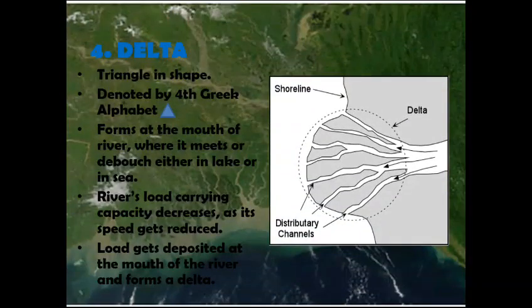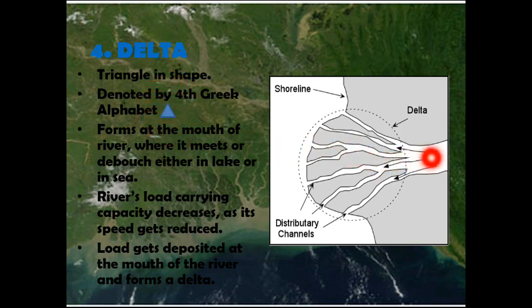Next we have the delta. Delta is the region where a stream meets the sea or a lake. Basically it meets a sea. This is the place where it drains itself. Here we can see it's triangular in shape, and it's denoted by the fourth Greek alphabet. This is the fourth Greek alphabet.